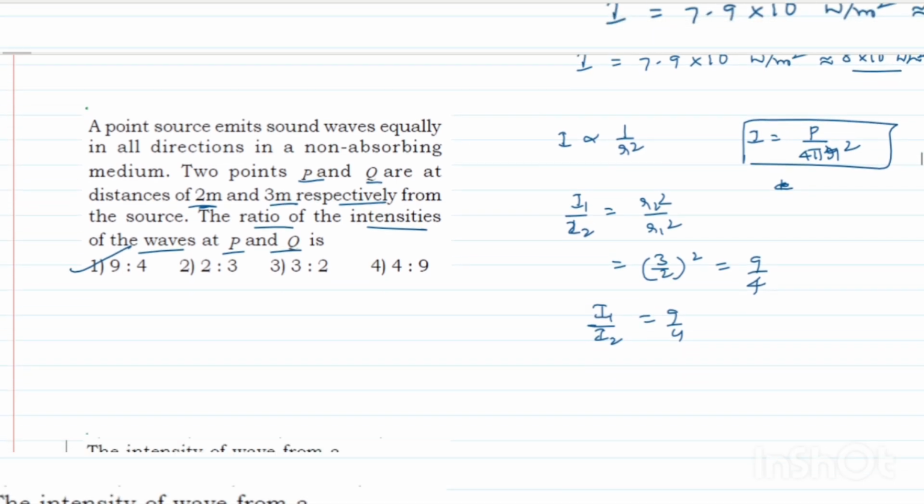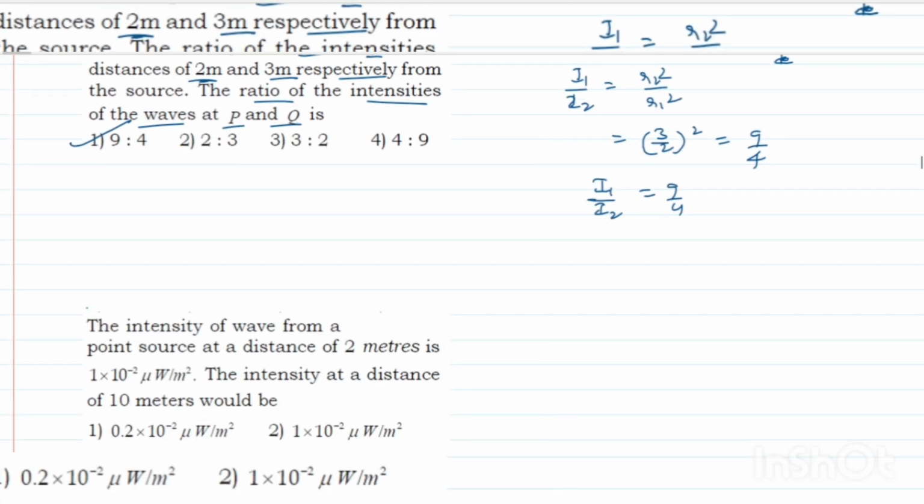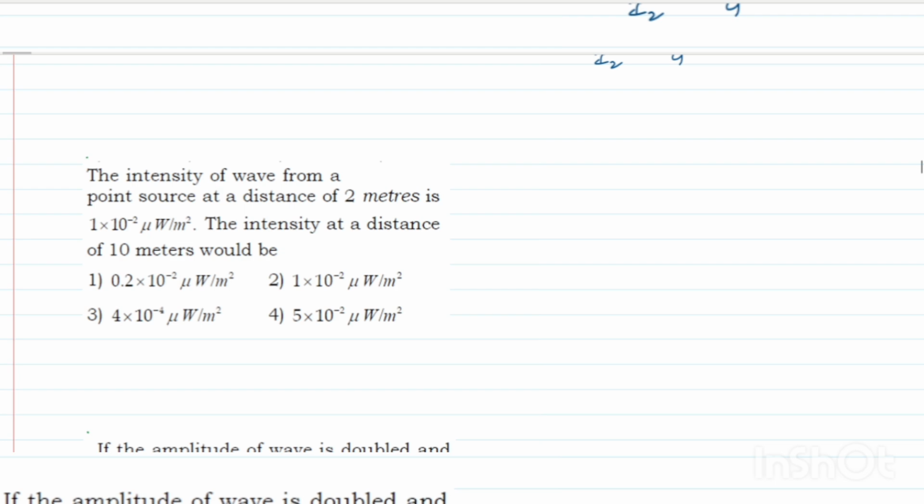Let us see the next question, students. The intensity of the wave from a point source at a distance of 2 meters is 1 into 10 power minus 2 microwatt per meter square. They are asking for the intensity at a distance of 10 meters. For a point source, the formula is I equal to P by 4 pi r square. So I is inversely proportional to r square.